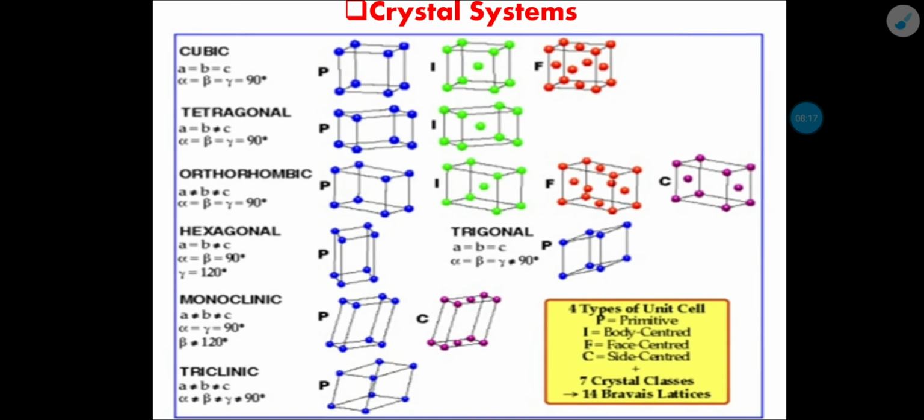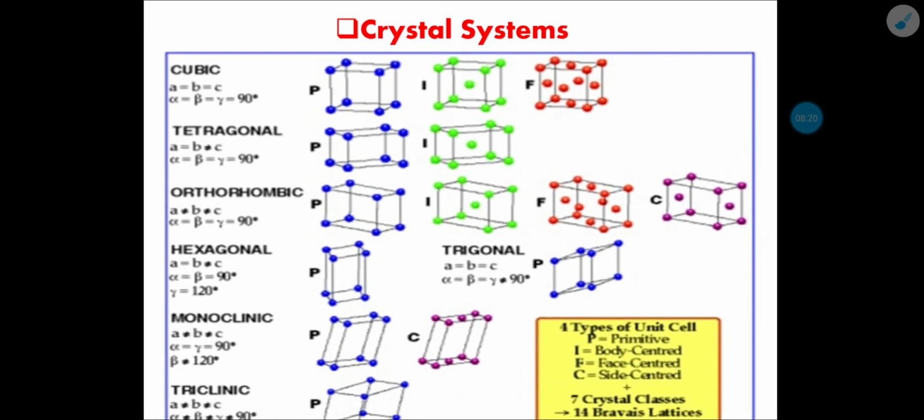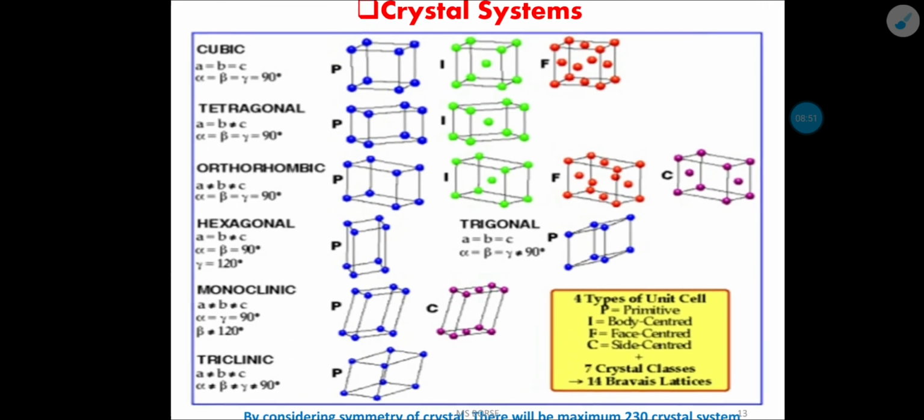The crystalline compounds are at most of 7 types, so we call them the 7 basic crystal systems. The crystallographers initially found that crystalline compounds have the possibility of only 7 types of geometry. That means cubic, tetragonal, orthorhombic, hexagonal, monoclinic, trigonal and triclinic.